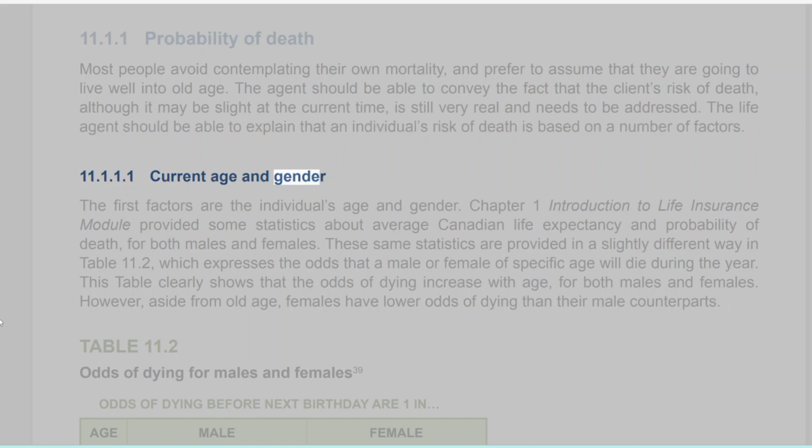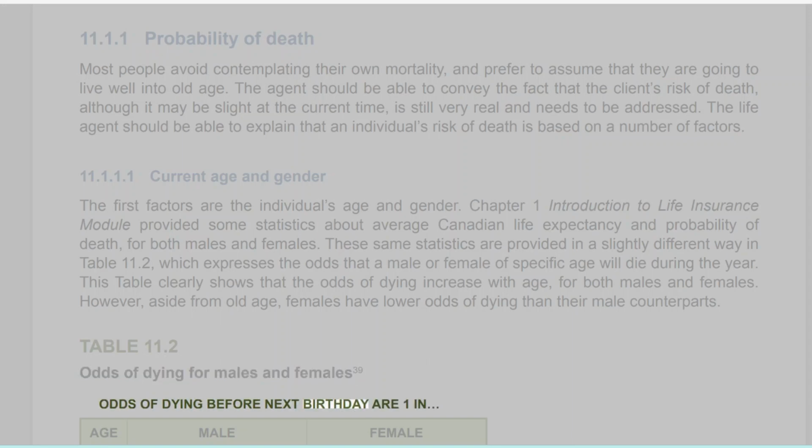11.1.1.1 Current age and gender. The first factors are the individual's age and gender. The Chapter 1 Introduction to Life Insurance module provided some statistics about average Canadian life expectancy and probability of death, for both males and females. These same statistics are provided in a slightly different way in Table 11.2, which expresses the odds that a male or female of specific age will die during the year. This table clearly shows that the odds of dying increase with age, for both males and females. However, aside from old age, females have lower odds of dying than their male counterparts. Table 11.2, Odds of dying for males and females.